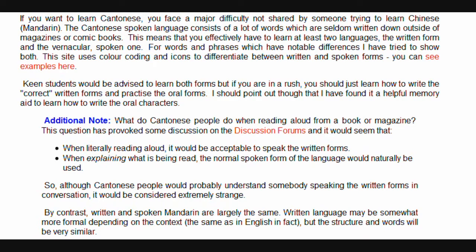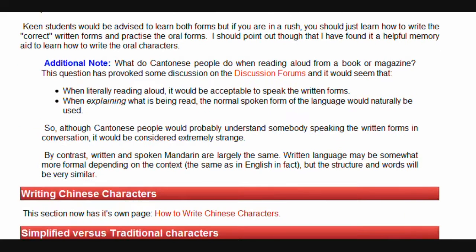This question has provoked some discussion on the discussion forums, and it would seem that when literally reading aloud, it would be acceptable to speak the written forms. When explaining what is being read, the normal spoken form of the language would naturally be used. So, although Cantonese people would probably understand somebody speaking the written forms in conversation, it would be considered extremely strange. By contrast, written and spoken Mandarin are largely the same. Written language may be somewhat more formal depending on the context, the same as in English in fact, but the structure and words will be very similar.